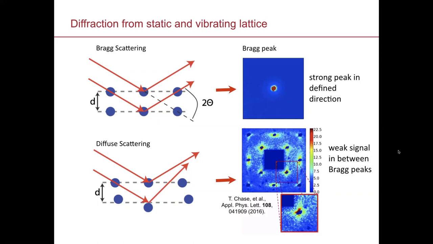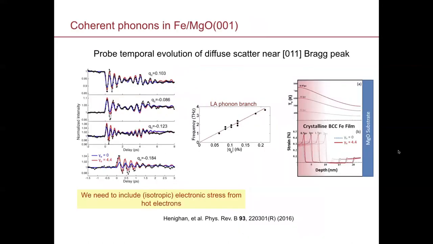So that's clearly visible, and the intensity of the diffuse scatter is then proportional to, or given by, the phonon occupation, and the separation from the Bragg peak is the phonon wave vector. So it's actually that simple, the measurement. Let me go into a few examples.